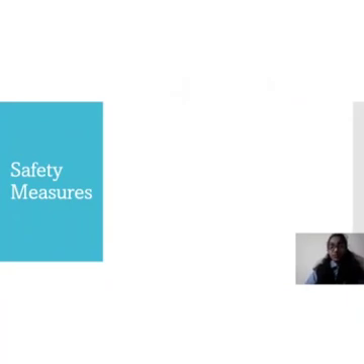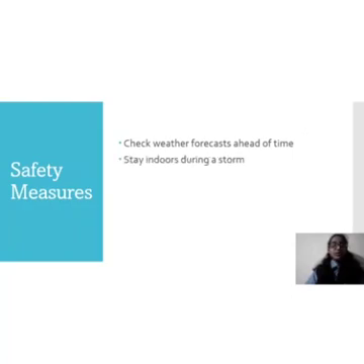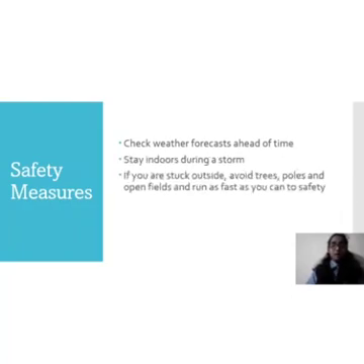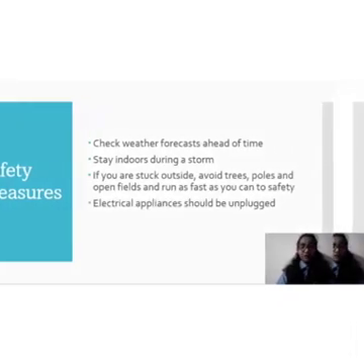What are the safety measures we can take? Check weather forecasts ahead of time. Stay indoors during a storm. If you are stuck outside, avoid trees, poles, and open fields and run as fast as you can to safety. Electrical appliances should be unplugged.